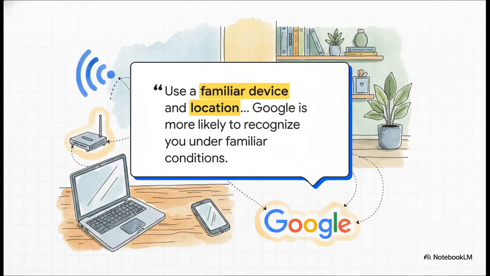Now, here is a pro tip that can be a total game changer. Don't just try this from a random computer at the library. If you possibly can, do it from a device you use all the time, like your own laptop or phone, and on a Wi-Fi network it knows, like at your house. Why? Because Google sees those familiar signals, and it's much more likely to trust that it's actually you. This can honestly make all the difference.